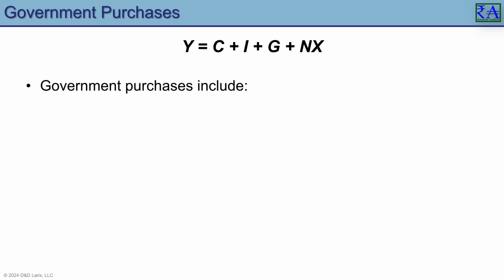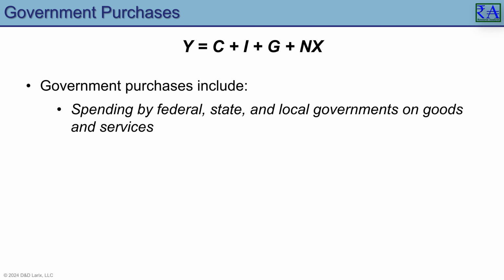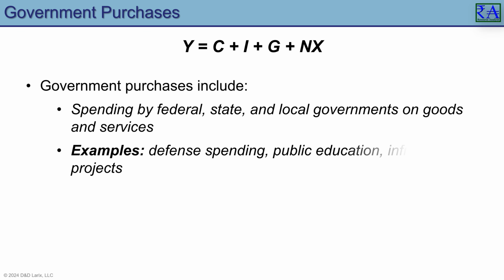Government purchases are expenditures by federal, state, and local governments on goods and services. This includes defense spending, public education, and infrastructure projects. These purchases play a significant role in the economy by providing essential services and infrastructure that support economic activity and growth.